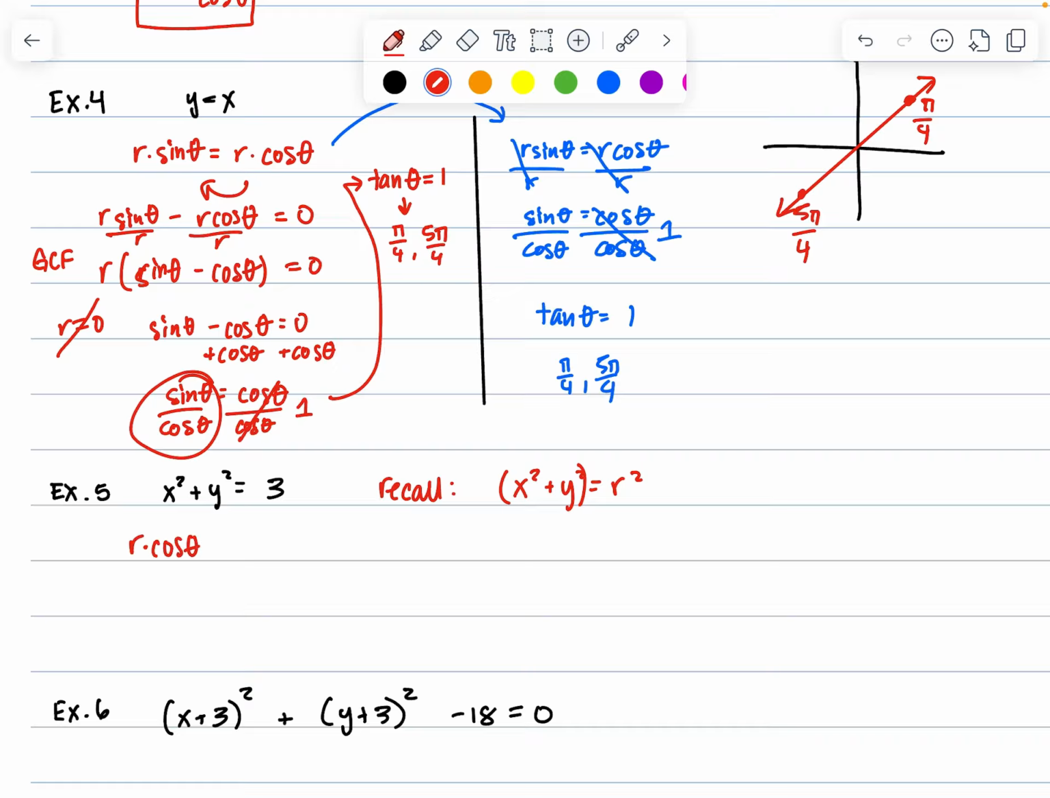r cosine theta squared plus r sine theta squared. I would not want to do this. Hopefully I should have done this in pink. Sorry if you did it. I would not want to do this. This would be quite frustrating to do.